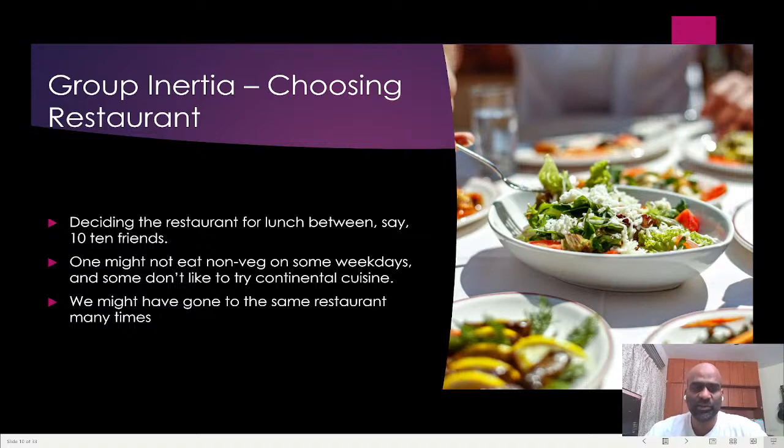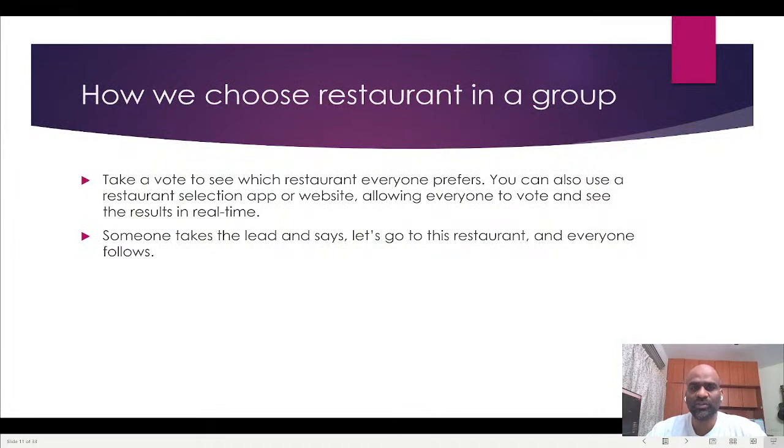What normally happens is, some will eat non-veg, some will not eat veg, some might not like continental cuisine or anything other than Indian cuisine. Some might have gone to the same restaurant many times. So when you choose, what will normally happen? We'll either take a vote, or somebody will say, let's go to this restaurant, and everyone follows, right? That's what normally happens.